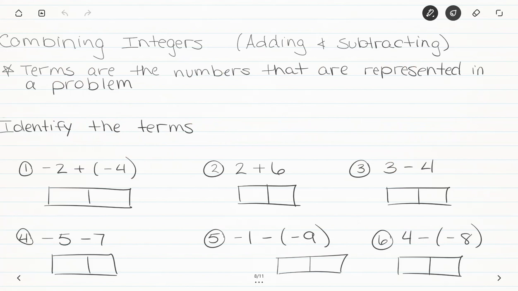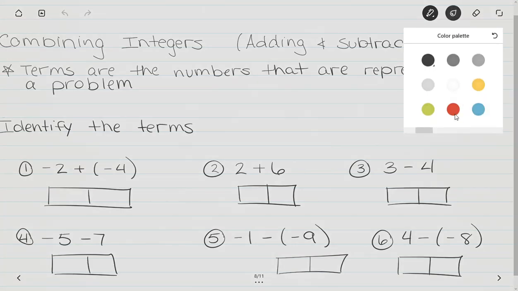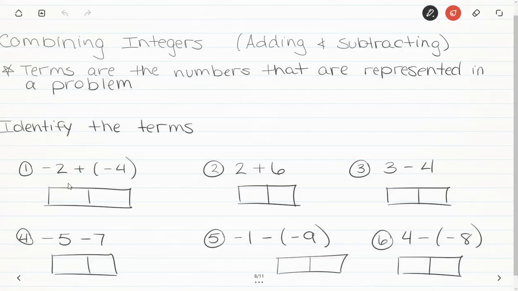So once you're on your blank page, you can get this part copied in. This is your notes for combining integers, also known as adding and subtracting integers. So terms are the numbers that represent the pieces of the problem, or the numbers that are in the problem. So the first thing that we're going to start off with is identifying the terms from a problem. And we started doing this the other day with multiplying and dividing, but now we need to focus on it with adding and subtracting. So a good way to do that is I like to draw little boxes underneath.